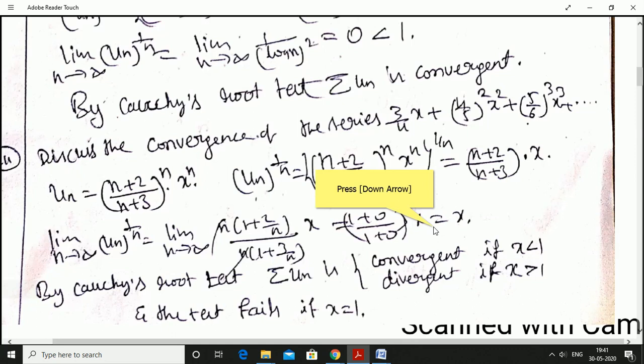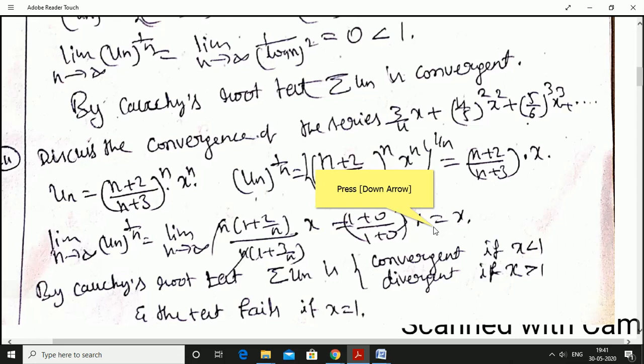For n is equal to 1 we are getting the first term, for n is equal to 2 we are getting the second term, etc. Hence un is equal to ((n plus 2) divided by (n plus 3)) whole power n into x power n. Now consider un to the power of 1 by n. ((n plus 2) divided by (n plus 3)) whole power n into x power n, whole to the power of 1 by n. N, 1 by n cancelled. Remaining is (n plus 2) divided by (n plus 3) into x.